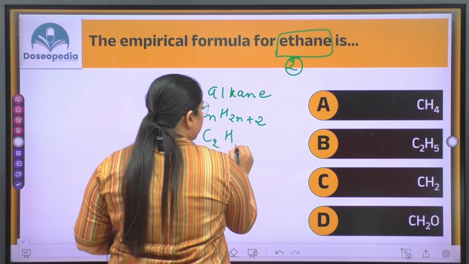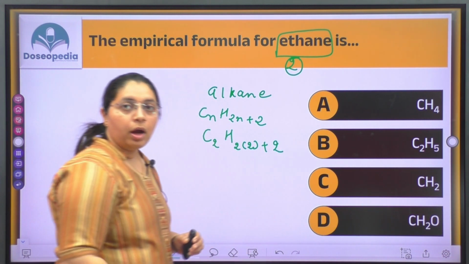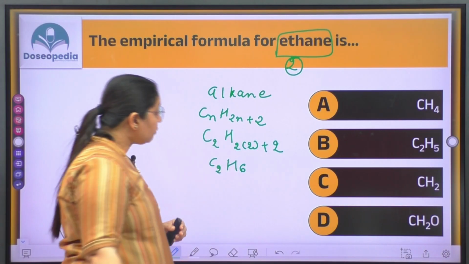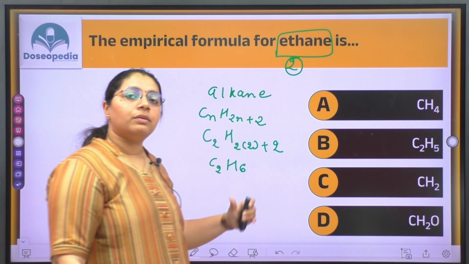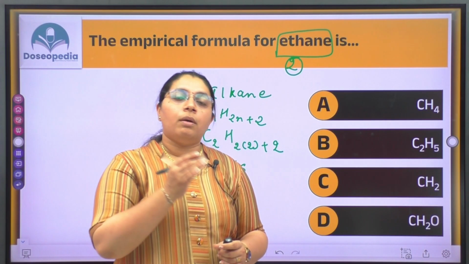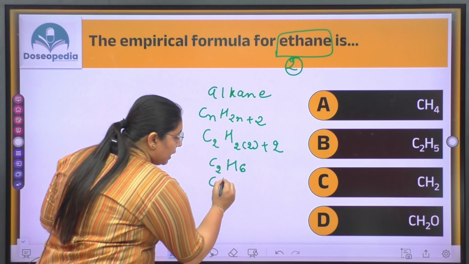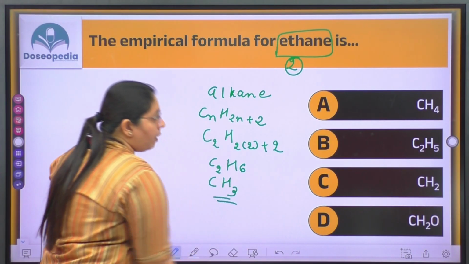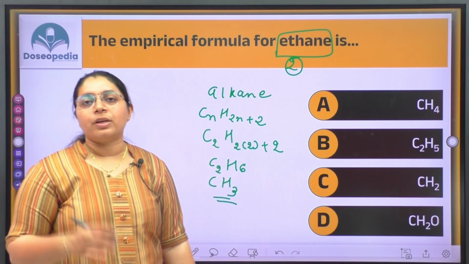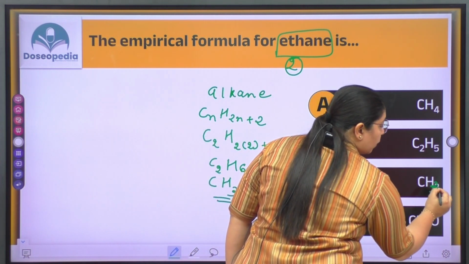So C2H2 times 2 plus 2. 2 2s are 4 plus 2 is 6. So it will be C2H6. Now, if you want to convert this molecular formula into its empirical formula, we have to convert it into its simplest ratio, so it will be CH3. But from all these 4 options, the CH3 option is not there, right? But the actual answer is what? CH3.